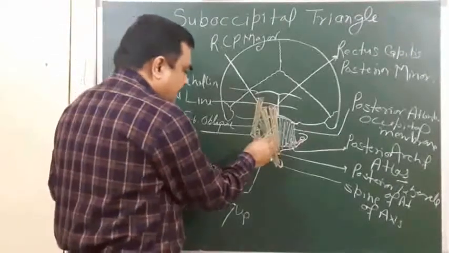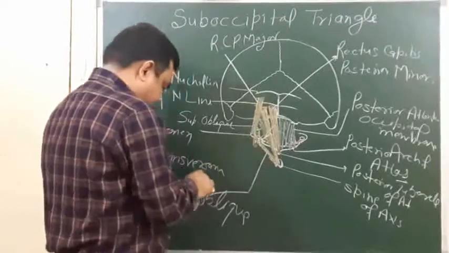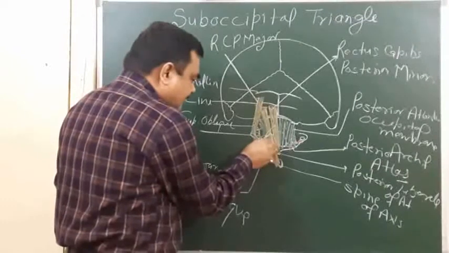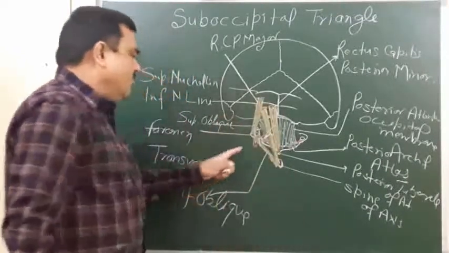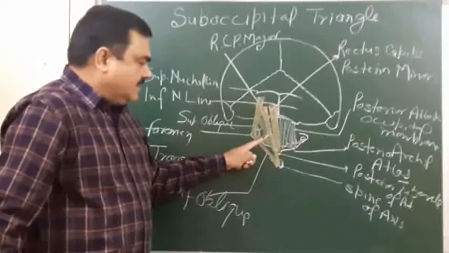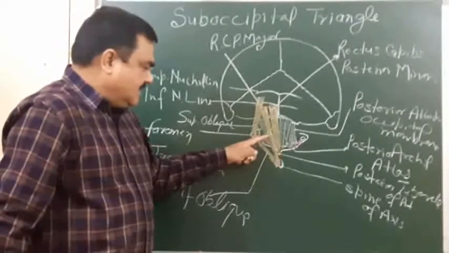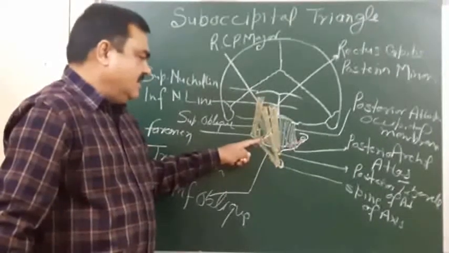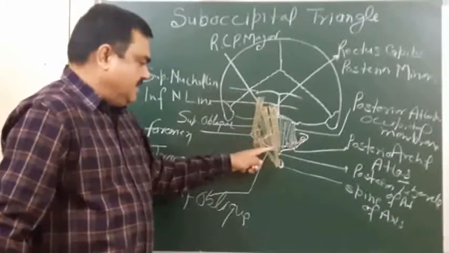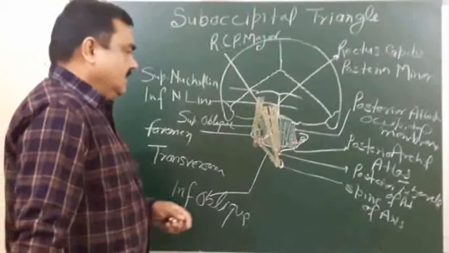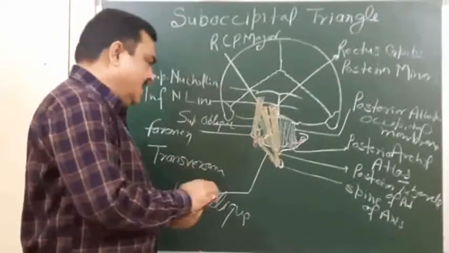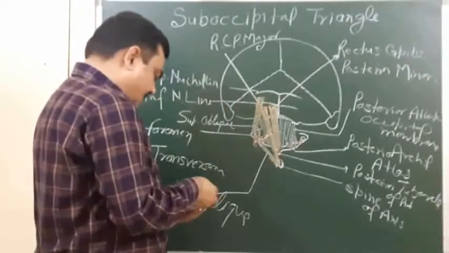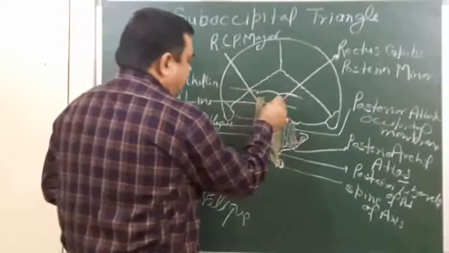So the contents of this triangle are two important things. One is the third part of the vertebral artery, and another is the C1 spinal nerve, whose dorsal division supplies the branches to these muscles. Now the roof: all these structures are covered by the roof, and the roof is formed by a muscle attached here.